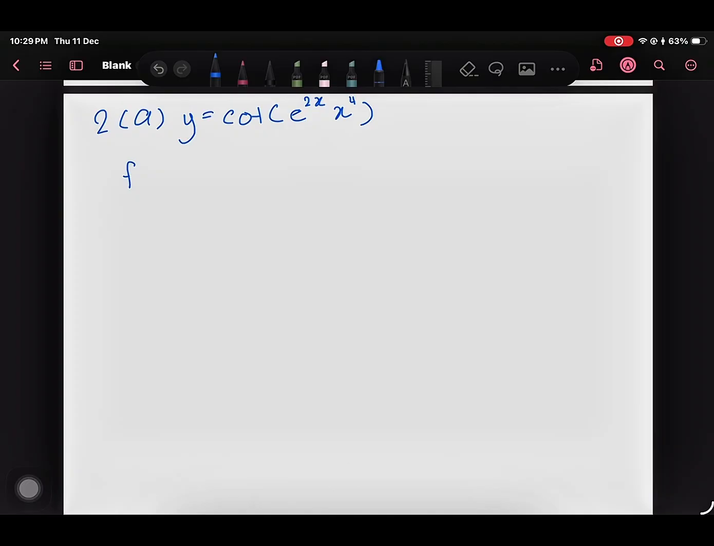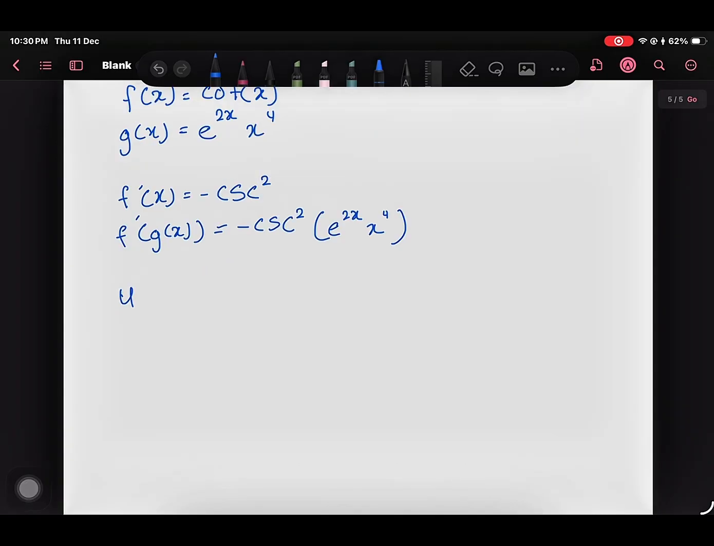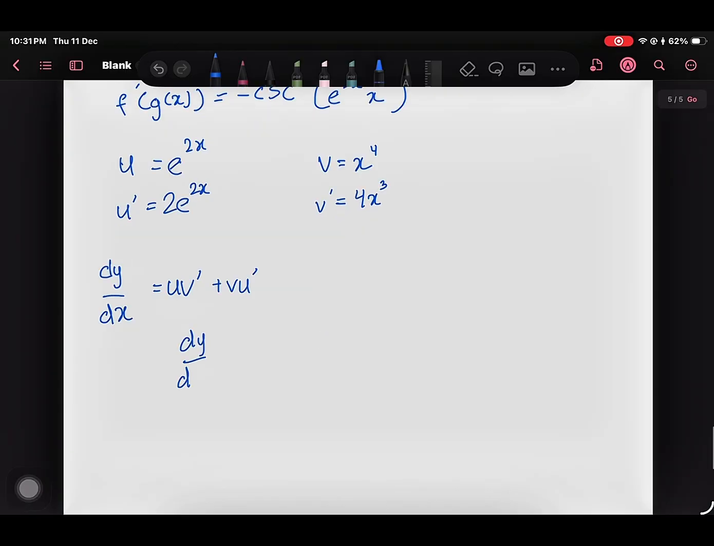Now we're going to start with question 2a. We will split it into 2: f(x) equal to cot x, g(x) equal to e to the power of 2x, x to the power of 4. And we will search for f prime(x) equal to negative cosec squared. f prime g(x) equal to negative cosec squared, e to the power of 2x, x to the power of 4. And then we will split the g(x) into 2. u equal to e to the power of 2x, u prime equal to 2e to the power of 2x, v equal to x to the power of 4, v prime equal to 4x to the power of 3.